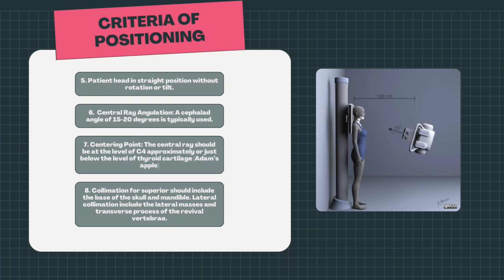Angle the X-ray tube 15 degrees cephalad. The central ray point should be at the level of C4, or just below the thyroid cartilage, also known as the Adam's apple. The superior collimation should include the base of the skull and mandible. The lateral border collimation includes the soft tissue and transverse processes of the cervical vertebrae.